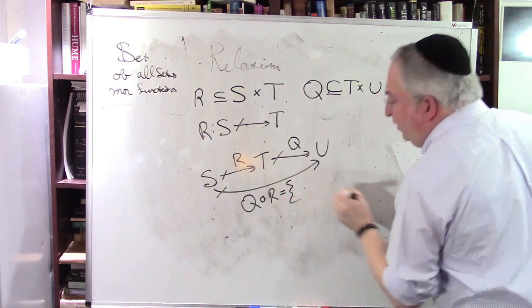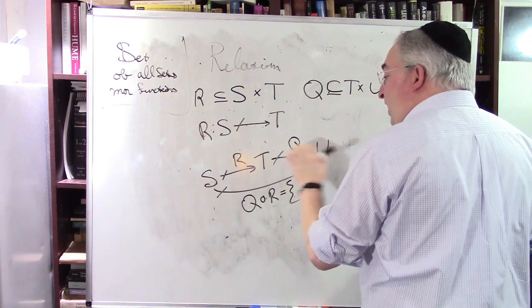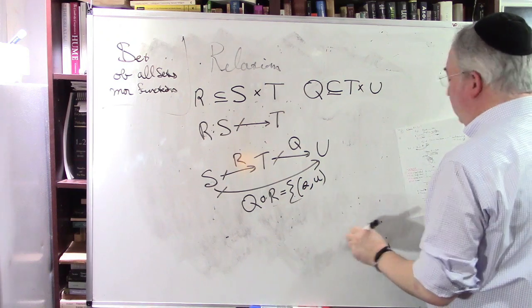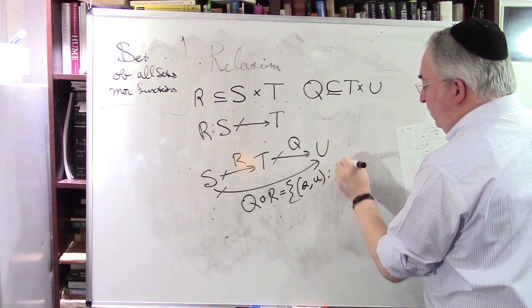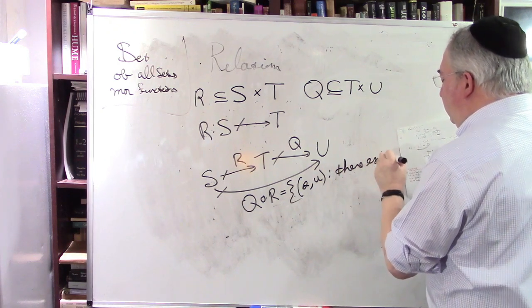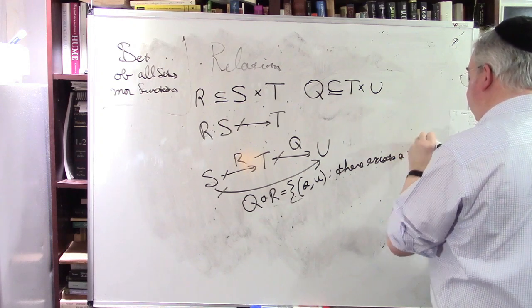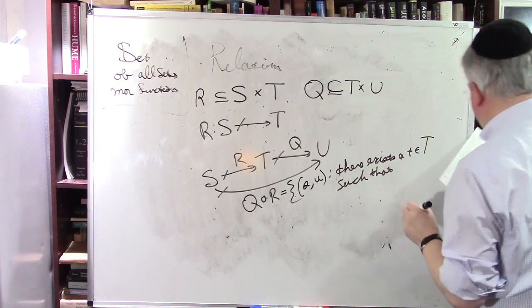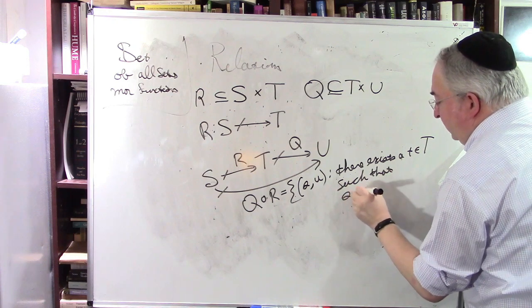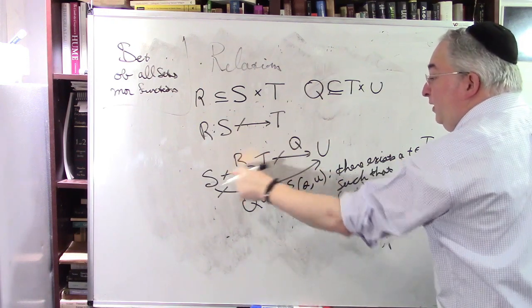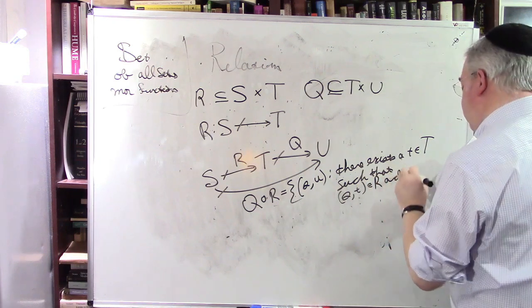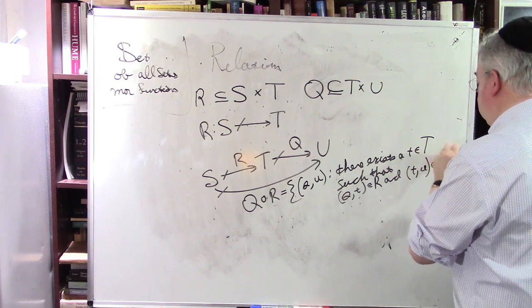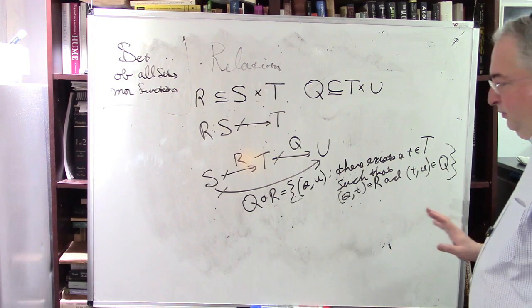So this is going to equal, again, what is this? These are pairs of elements of S and U, so little s, little u, such that there exists a t, a member of T, such that (s, t) is a member of R, and (t, u) is a member of Q. Close.